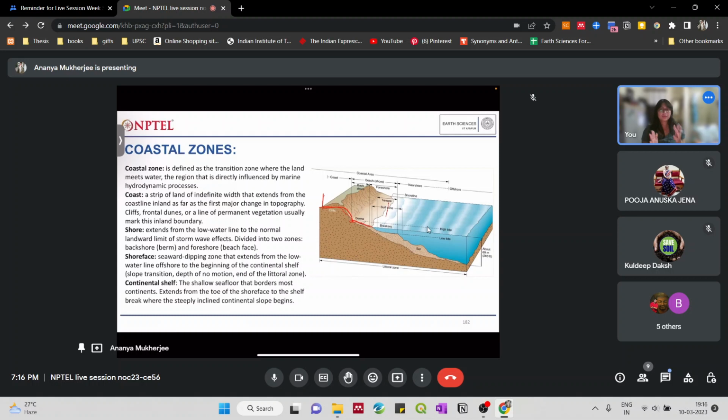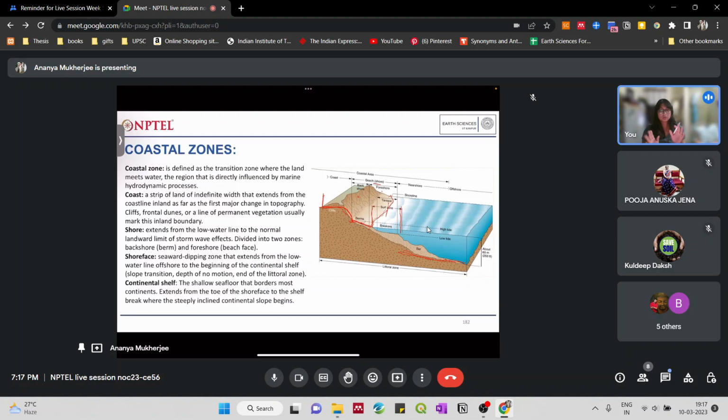Then you have shore face. Shore face is the seaward dipping zone that extends from the low water line offshore to the beginning of the continental shelf. Over here you can see this is the beach, that is the shore part. You have backshore, you have foreshore. This is your shoreline over here, and this is the surf zone. This is where your waves are breaking mostly. Then you have the continental shelf, the deeper part.